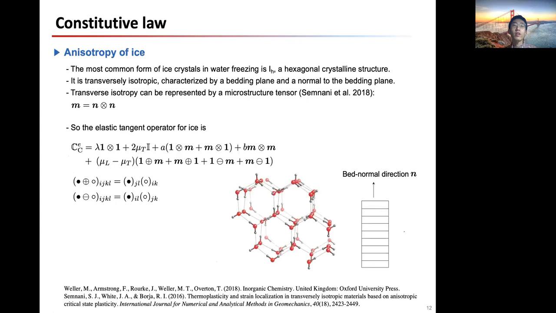The most common form of ice crystal is called Ih, a hexagonal crystalline structure, which is transversely isotropic. It is defined by a bedding plane and also the bed normal direction, the vector n. So this structure can be represented by a microstructure tensor. You can find the details in Sam Nani's paper. And this elastic tangent operator has 5 independent parameters for transverse isotropy instead of 2 for isotropic elasticity.